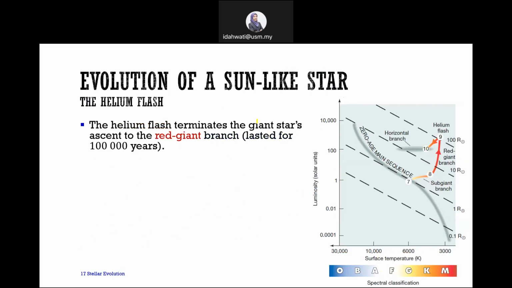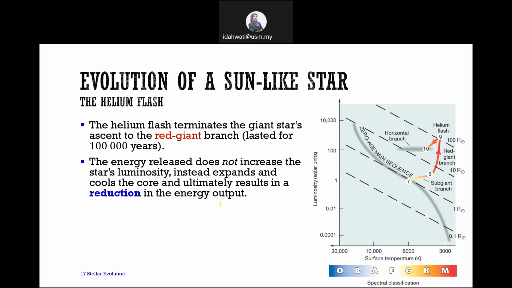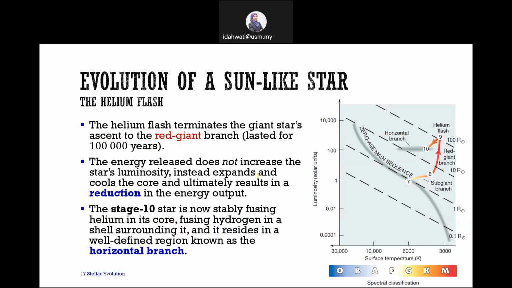Now we are in stage 10, the last stage here, the horizontal branch. This helium flash terminates the giant star's ascent of the red giant branch, resulting in a reduction in the energy output. So this stage 10 is now stable, fusing helium in its core and fusing hydrogen in a shell surrounding it. This condition or stage is known as the horizontal branch.